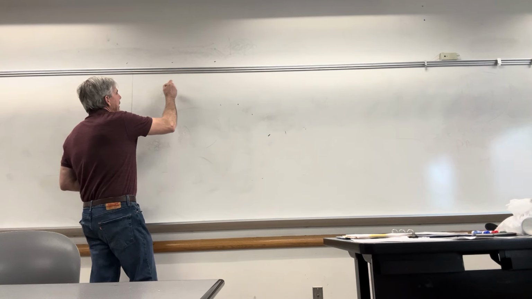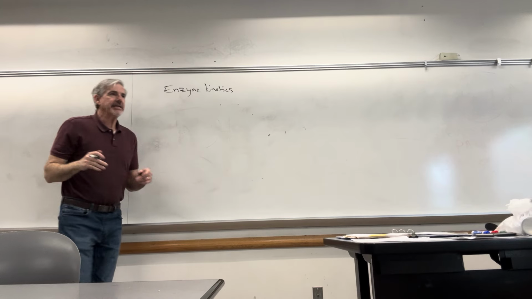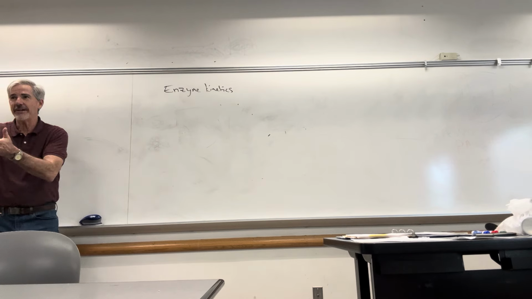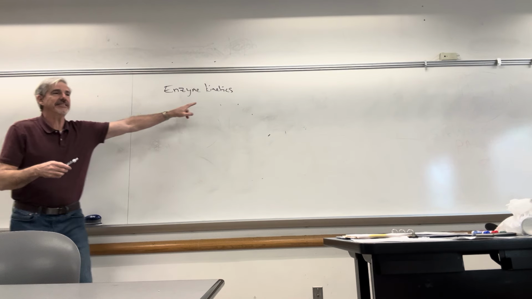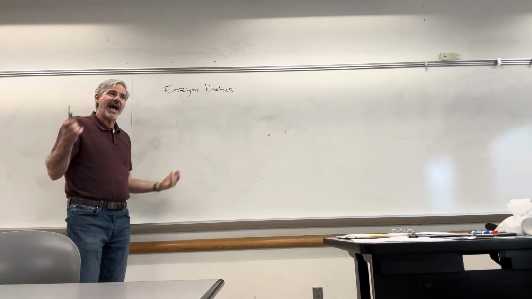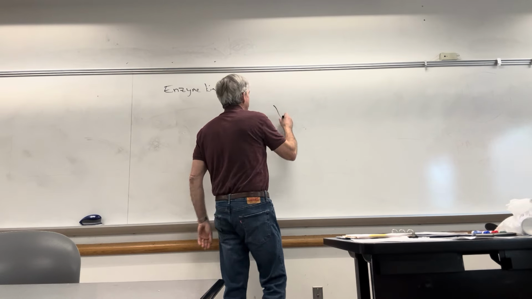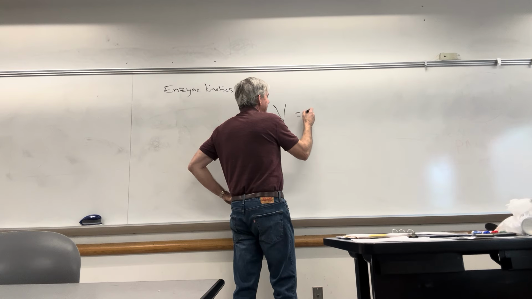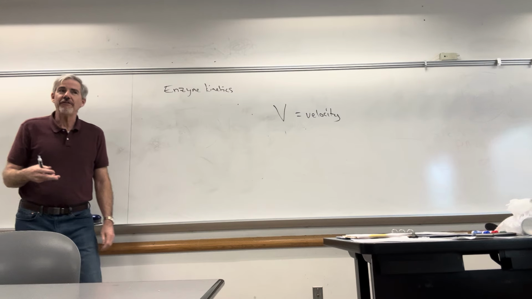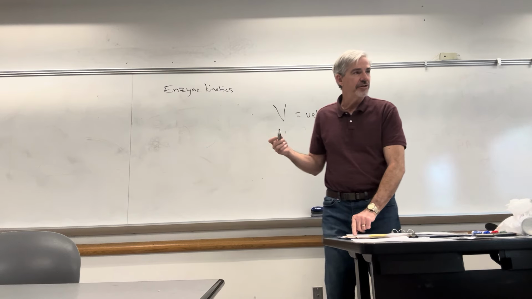So we're going to talk about something called enzyme kinetics. Enzyme kinetics is basically asking, what's the job of an enzyme? The job of an enzyme is to make a reaction go faster. Kinetics is speed, so this is just a study of how fast the enzyme is working. I'm going to use the term V quite a bit. V is going to mean velocity, in other words, the rate of the reaction. How fast is the enzyme turning substrate into product?